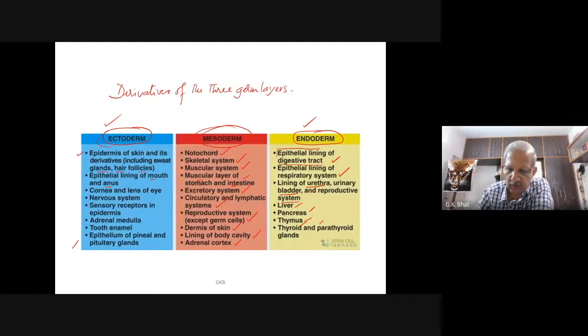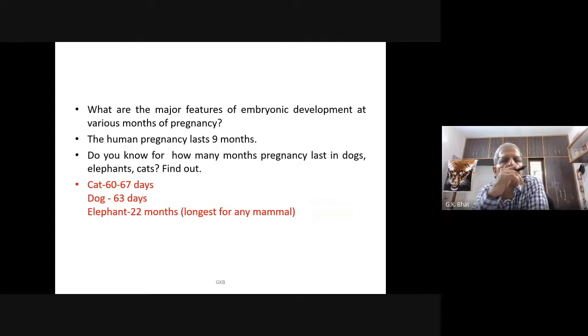So with this knowledge, we shall move to know what are the major features of embryonic development at various months of pregnancy. What are the important changes, major features of embryonic development at various months of pregnancy? The human pregnancy lasts 9 months, or we say 280 days.